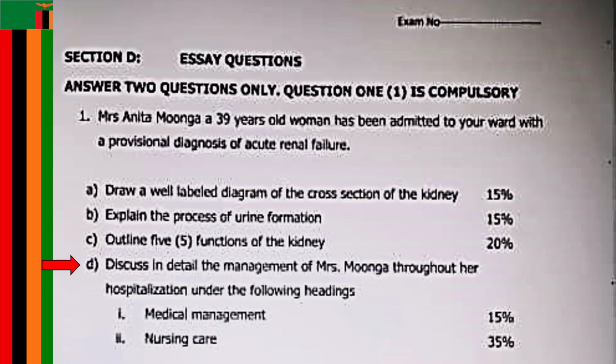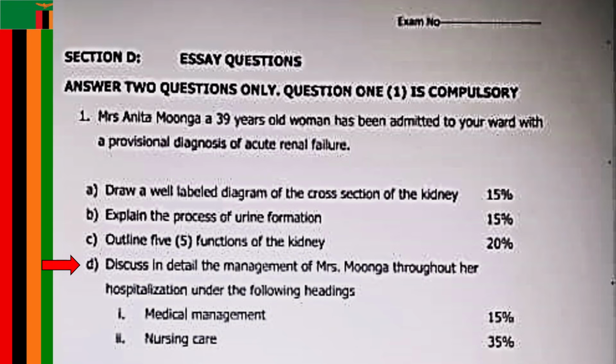Question D was saying discuss in detail the management of Mrs. Monga throughout her hospitalization. And the best part is that in this question, the headings are divided for you. They have told you what they want: medical management, and the other aspect is nursing care. Sometimes the question will just say describe the nursing care. It means that in this particular case, you are just writing the nursing care alone. And mind you, nursing care or nursing management means one and the same thing. The one that is different is when you are asked to write a nursing care plan.